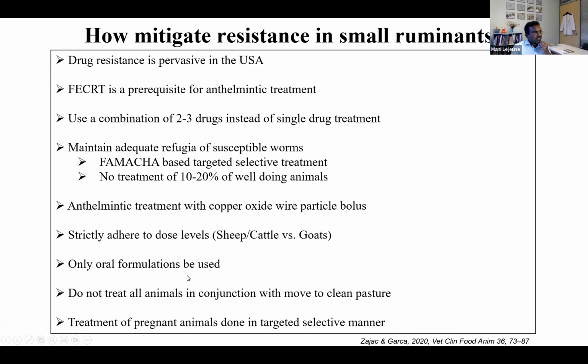And oral formulations are preferred. And again, other recommendations are do not treat all animals when you are trying to move animals to a clean pasture. Again, follow targeted selective treatment. And when treating pregnant animals, do not treat all pregnant animals before parturition. Do targeted selective treatment of those that need treatment, but not all of those pregnant animals.